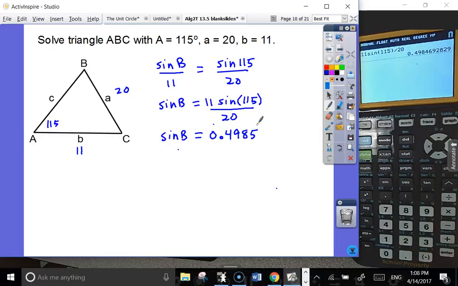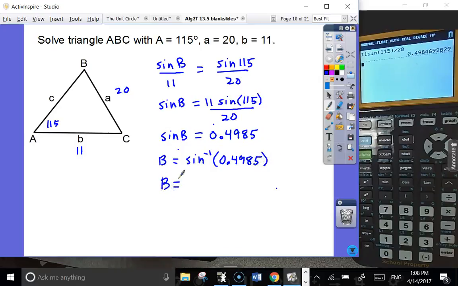You do an inverse, right? So you're going to have to say that B equals the sine inverse of 0.4985. Now, I just rounded that off, right?